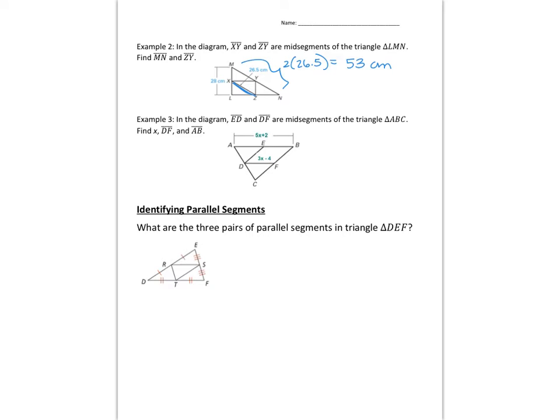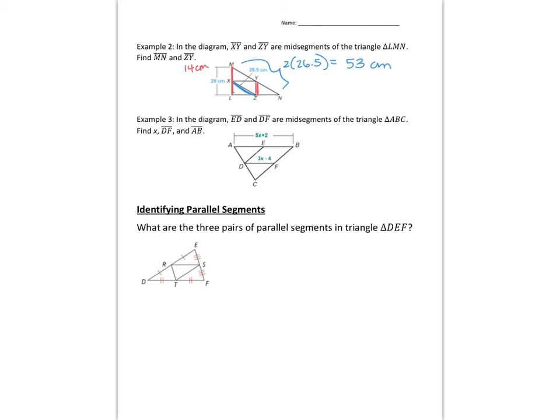Okay, what is ZY? Well, let me do that in a different color. ZY is going to be half of the side it's parallel to. So you have to look at which side it's parallel to. And since you already know it's a mid-segment, this one's going to be 14 centimeters.